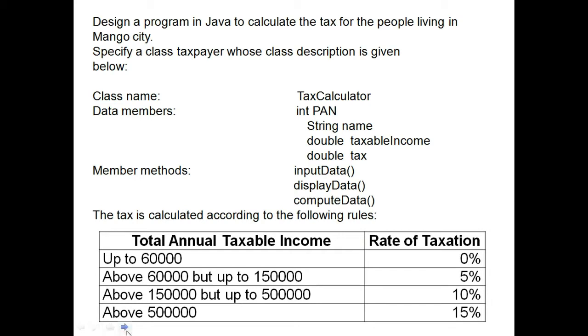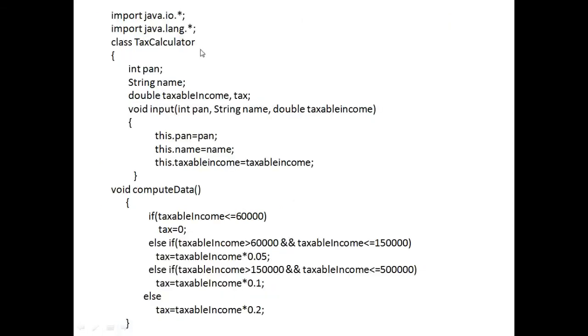So let's see the solution. You have to use the package. These two packages are important: import java.io.asterisk semicolon, again import java.lang.asterisk semicolon, okay. And you can see the class name is written as tax calculator. We are not allowed to write here P1, P2 or something else. Your marks will be deducted if you do that. As per the class name given in the question, you have to write the same, even the letter case should be similar.